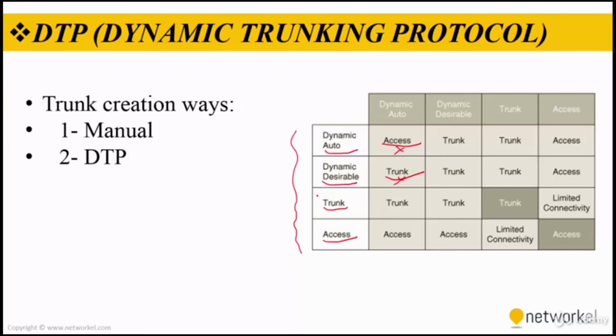Dynamic auto makes the Ethernet port willing to convert the link to a trunk link. The port becomes a trunk port if the neighboring port is set to trunk or dynamic desirable mode. This is the default mode for all Ethernet ports. And lastly, dynamic desirable makes the port actively attempt to convert the link to a trunk link. The port becomes a trunk port if the neighboring Ethernet port is set to trunk, dynamic desirable, or dynamic auto mode.